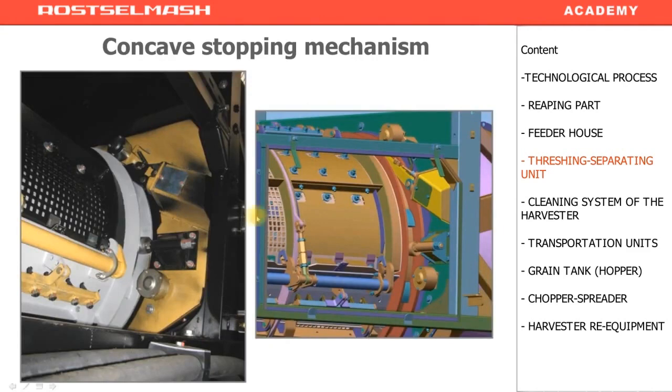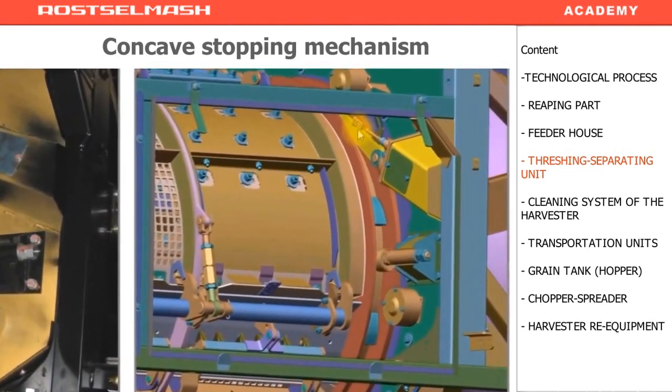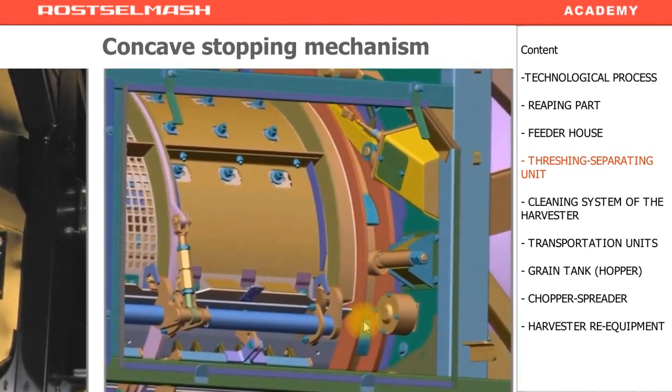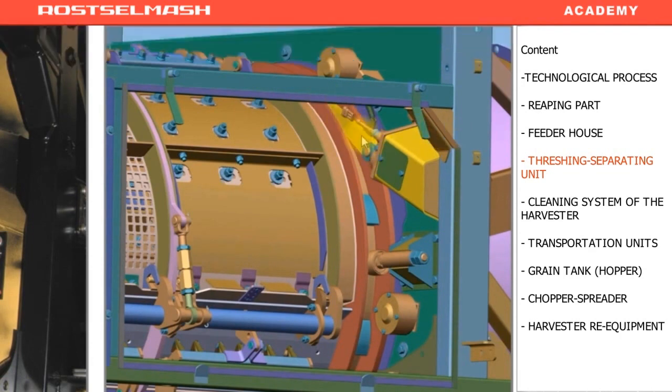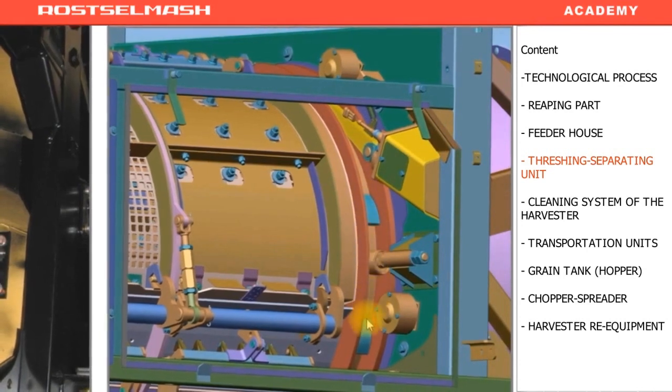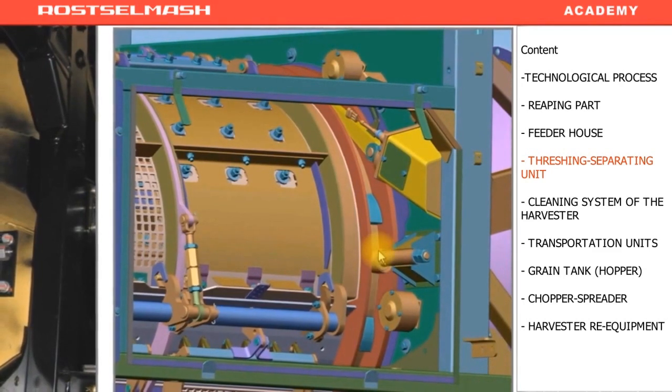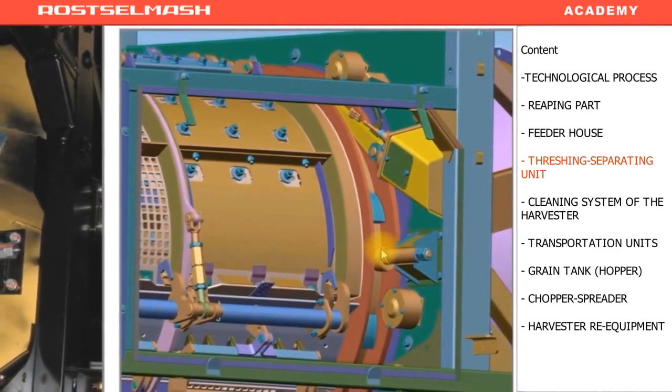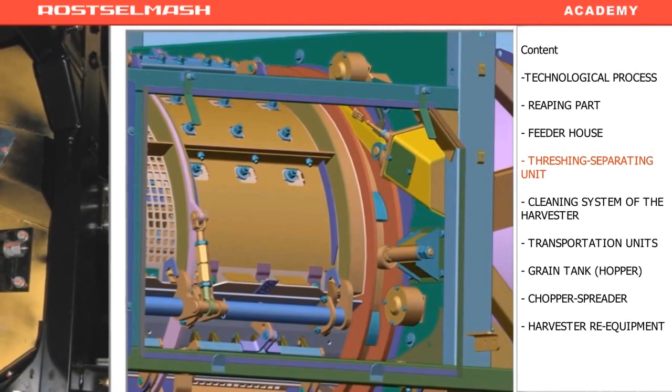The concave stopping mechanism is on the right. It has a form of a ratchet. On the body of the concave's frames, there are cams located at equal distances. They're placed around the circumference. And here is the lever. When the concave is rotated, it touches the cam and slides off it. The similar process occurs around all the circumference. So during the rotation of the concave, we will hear peculiar clicks.